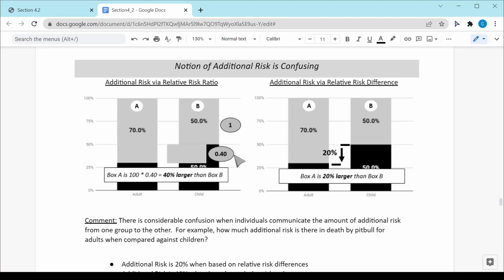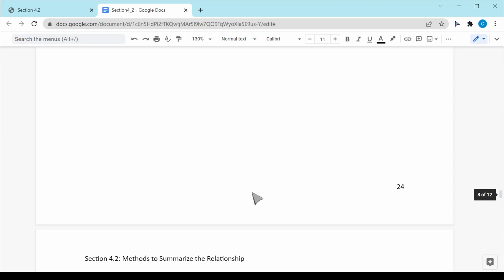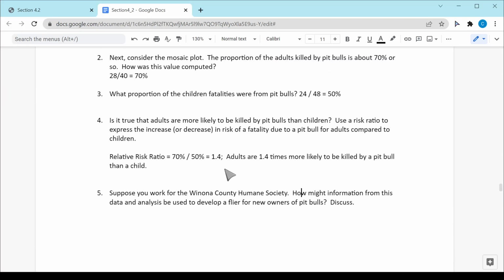However, ratios, not differences, but ratios are used a lot more in the real world. So we tend to say things like we said here, that adults are 1.4 times more likely to be killed by pit bulls than a child. Those statements are much more common in the real world than saying it's 20% higher. So ratios are used a lot.